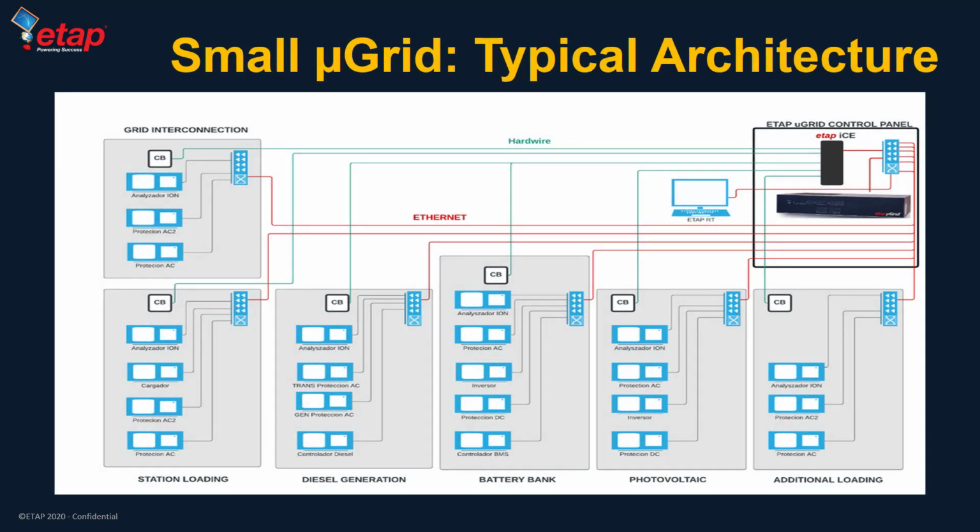In a small implementation, the typical architecture will look like this, where a single microgrid controller will communicate to the sources and load device controllers using IP communications. The proper selection of primary controllers is important to limit required medium conversions, such as serial to Ethernet, for example. A single ETAP communication extension will be required for hardwiring the control signals to circuit breakers.